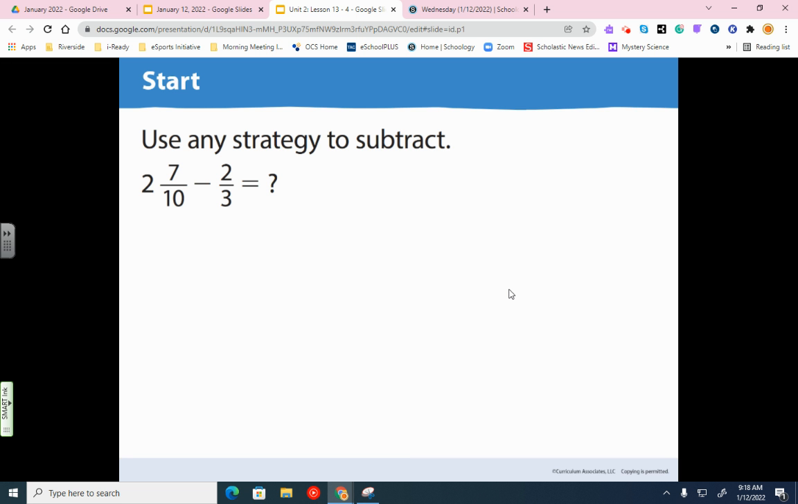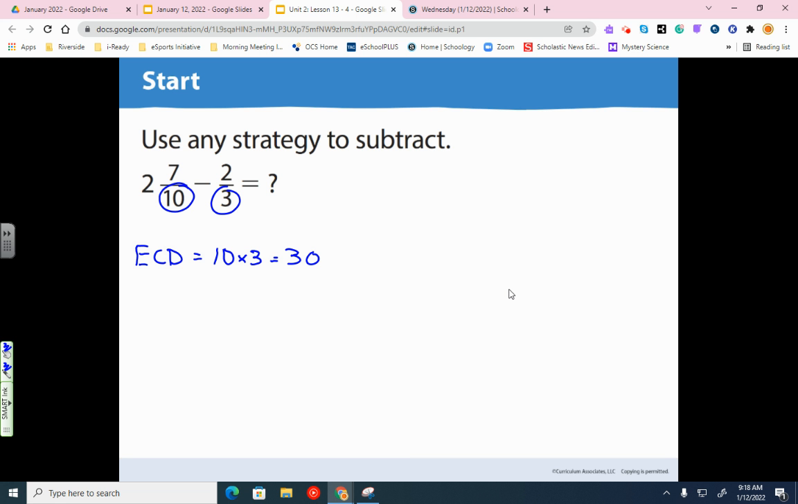Now, the warm-up gives us: use any strategy to subtract these two numbers. So we have a mixed number on the left and a regular fraction on the right. First thing we have to do is find a common denominator for these two. So we have 10 and 3, and I know that sometimes finding the easiest common denominator, which is not an official math term, but something we've come up with, is just multiply them both together. So 30 is going to be our common denominator for this.